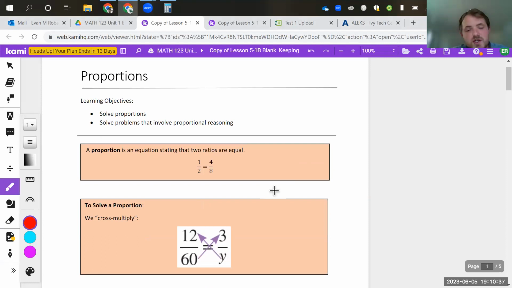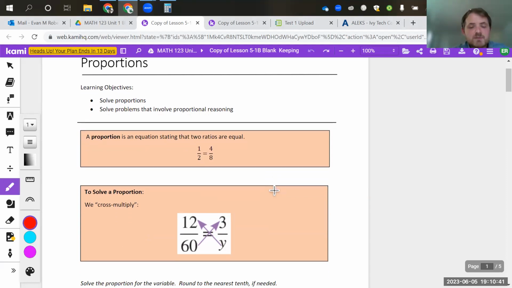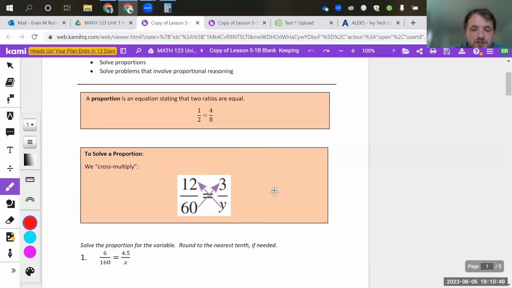So usually they say to cross multiply, and that's because when you cross multiply, like in this situation, it's telling you to multiply 3 and 60 to give you 180, and that's equal to 12y, 12 times y. And so when you cross multiply, you don't have a fraction anymore, and so it's a little bit easier to get variables by themselves. So that's what we're going to do in this first question.